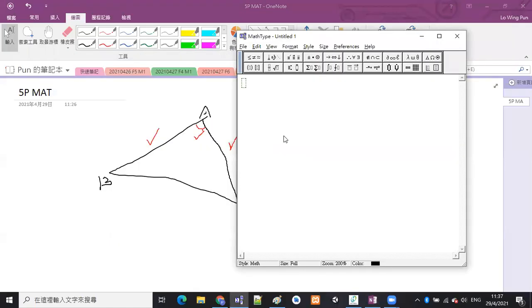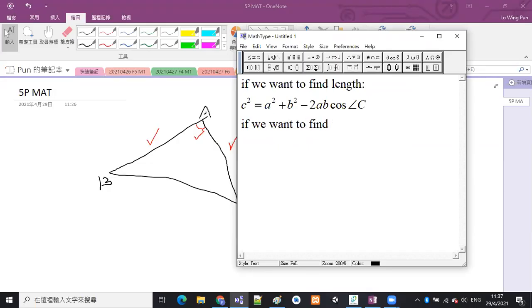Okay, cosine formula is like this. If we want to find length, then we use this format: C squared equals A squared plus B squared minus 2AB cosine angle C. Okay, but if we want to find angle, then we will use this format: cosine angle C equals A squared plus B squared minus C squared over 2AB.